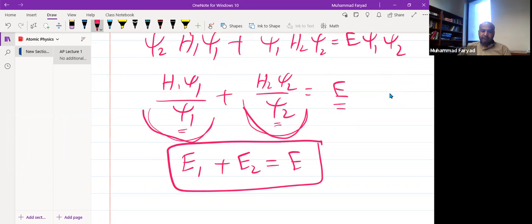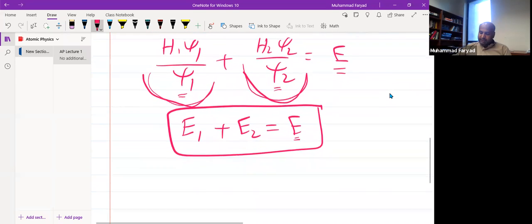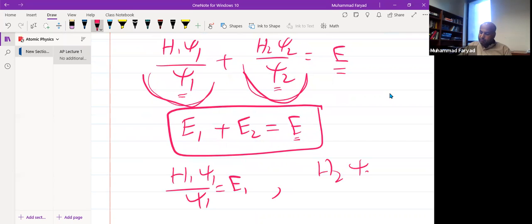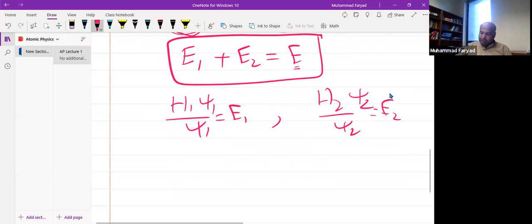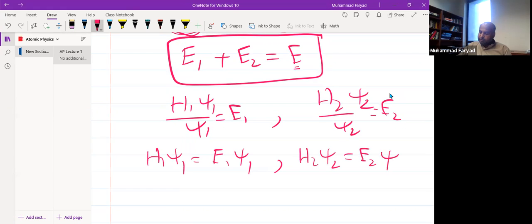So there's this constant, we'll give it some physical significance a little bit later, and this is constant, but we do know that they should have dimension of energy because they're both adding up to give us the total energy of the system. So it means that if this is equal to E1, I can write H1 psi1 = E1 psi1. The other term is equal to H2 psi2 = E2 psi2.